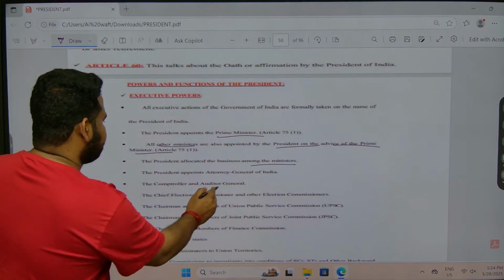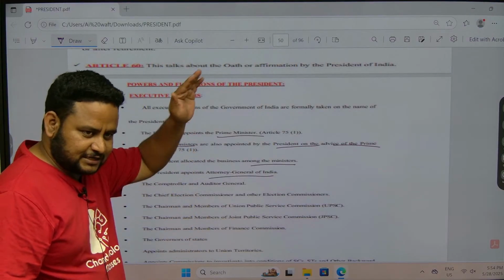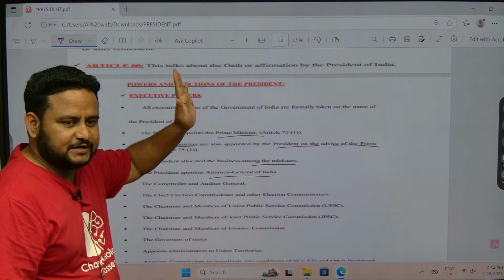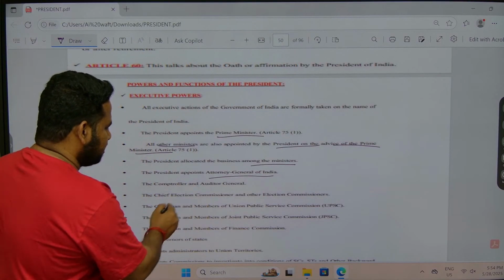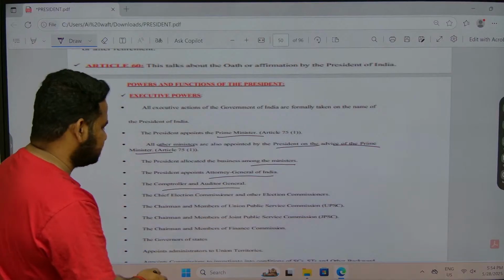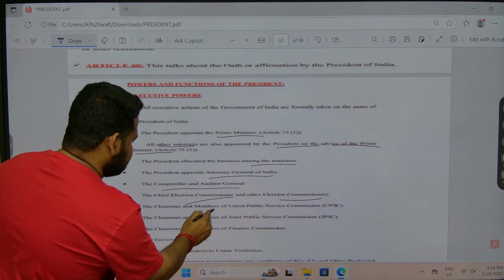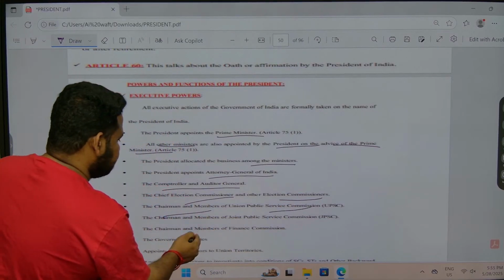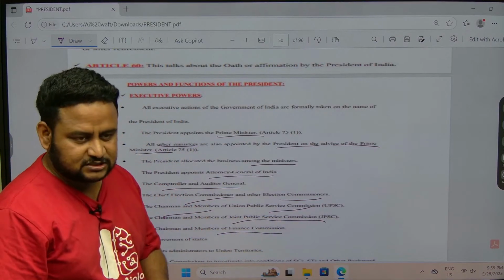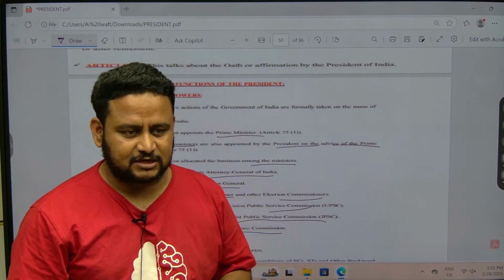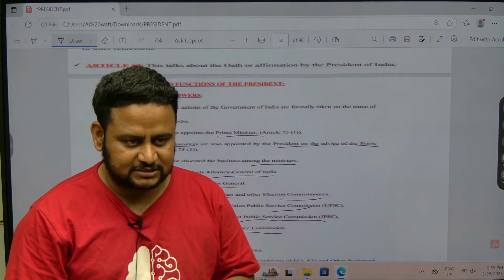Next, the president appoints the Attorney General of India. Various appointments they are telling. If you think about the central government level, 99% of appointments are done by the president. See, the Attorney General of India, the CAG, Comptroller and Auditor General, the Chief Election Commissioner and other election commissioners also. Chairman and members of UPSC, chairman and members of the Finance Commission, chairman and members of the Joint Public Service Commission. Sometimes some states may not have State Public Service Commissions. That time, for two states combined, they may have a JPSC, that is called a Joint Public Service Commission.